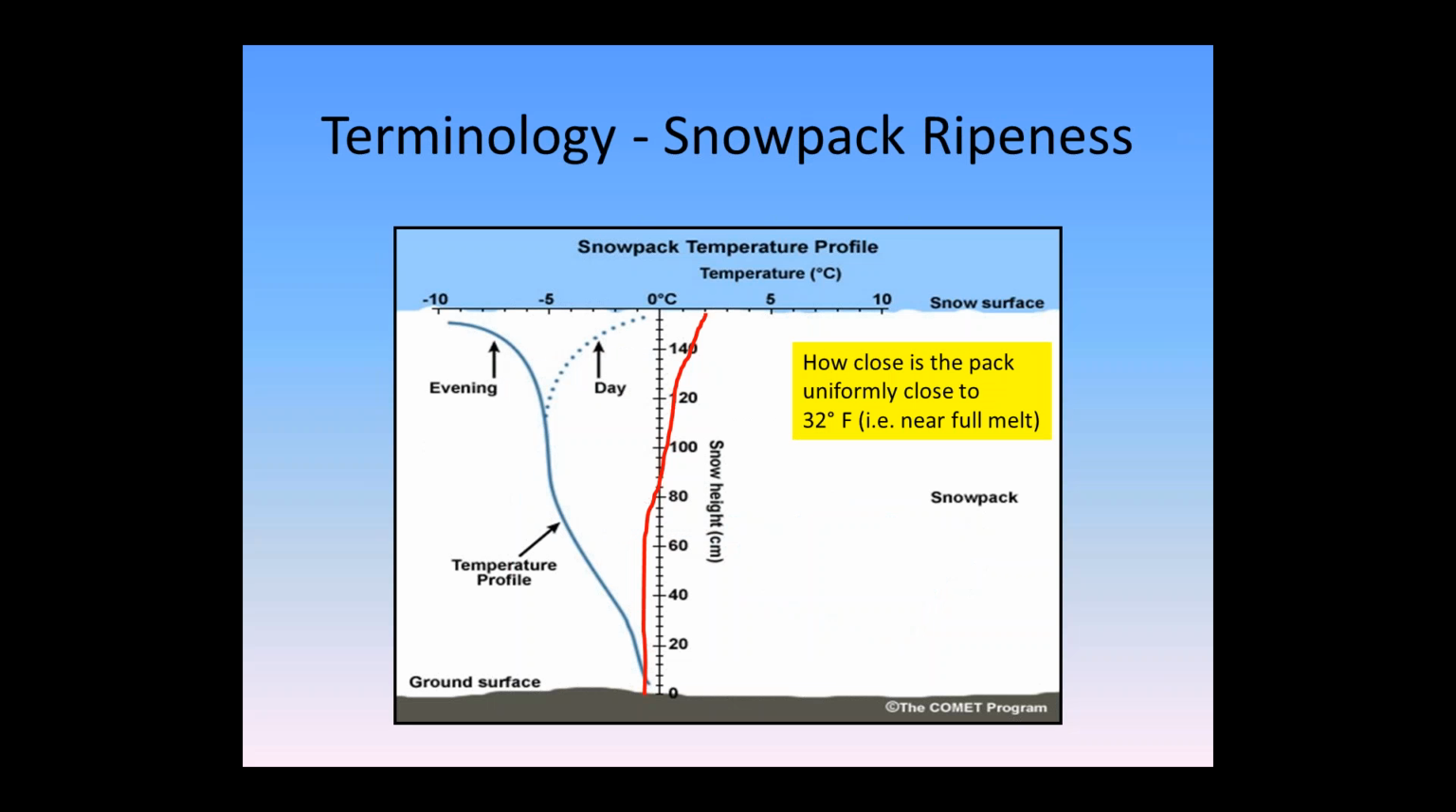Our final term I'll talk about here before we move on is called snowpack ripeness. This is a little bit more difficult to understand, but not really too bad. I've got a graphic here with a yellow box basically describing what it means. It's basically indicative of how uniformly close the pack is to 32 degrees Fahrenheit or melting, i.e. near full melt.